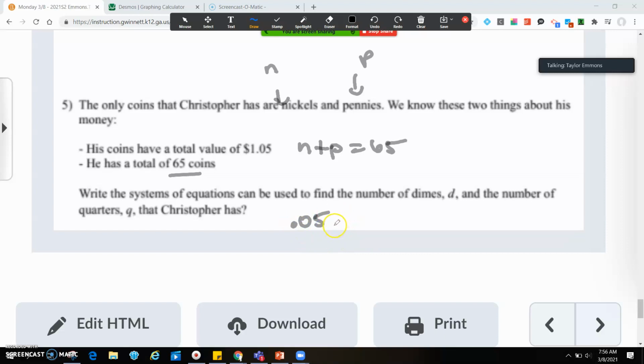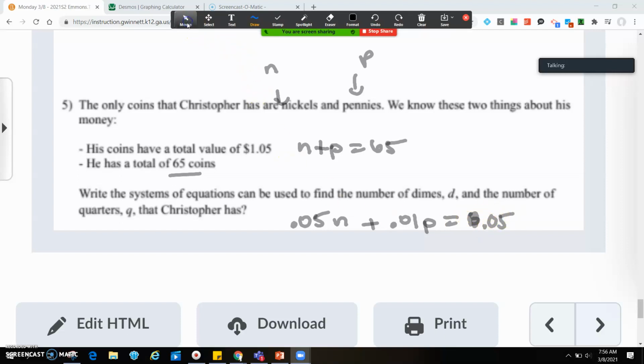Remember, nickels are 5 cents, and then pennies are 1 cent, right? And I'm going to set that equal to $1.05. And again, that just asks for us to write it.